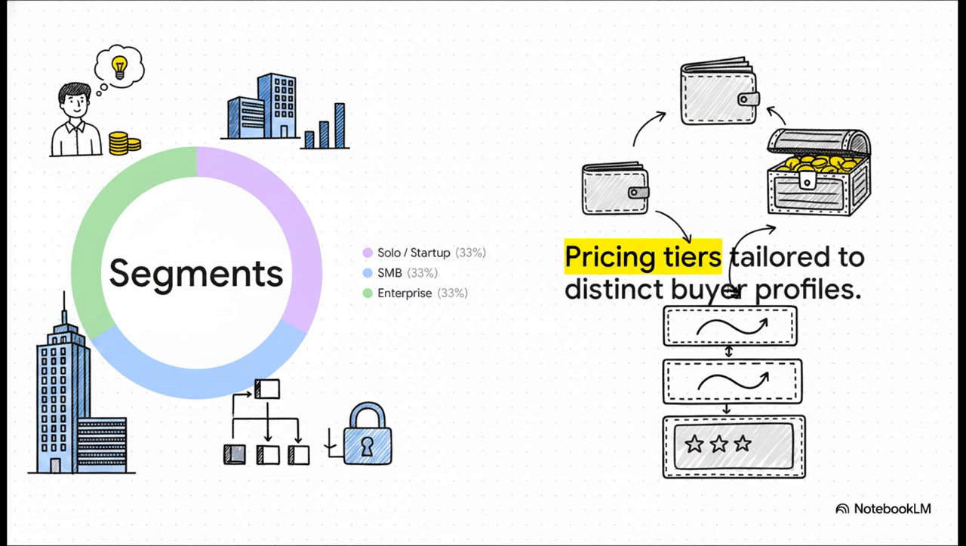Once you know your metric, step 3 is segmentation. You have to realize that these distinct groups, solo founders, SMBs, and enterprise, have wildly different budgets and feature needs. You cannot serve them effectively with a single flat rate. They require tailored pricing tiers to match their willingness to pay.